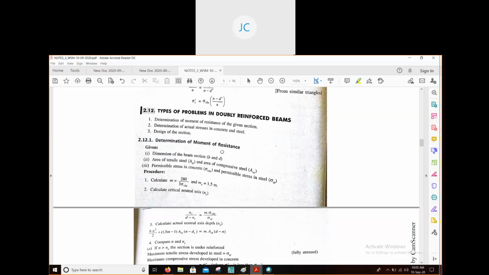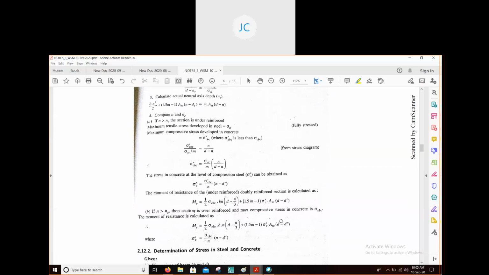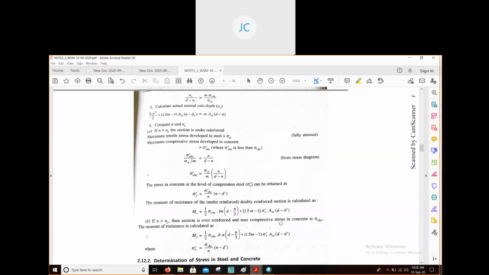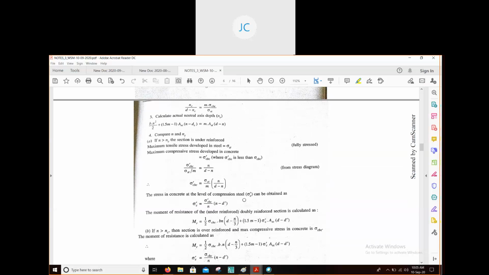In the first kind of problems, if you are asked to find the moment of resistance, then almost all the values will be given to you: the width of the beam, the effective depth of the beam, AST and ASC. We only need to use the formula and find the moment of resistance. In doubly reinforced beams also we will have balanced section, under reinforced section, and over reinforced section.